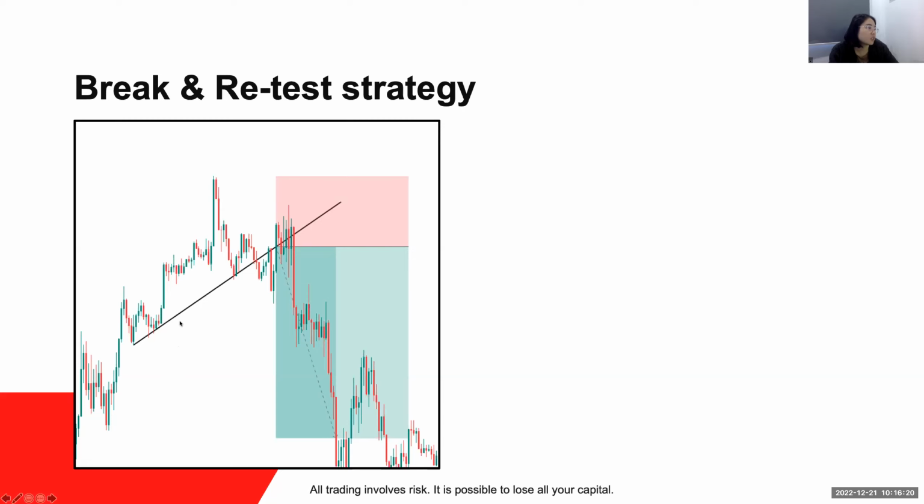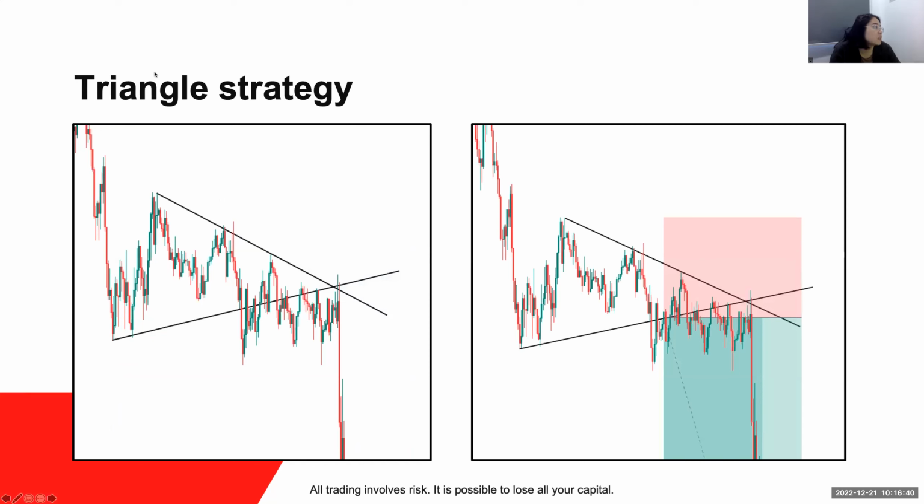Break and retest strategy. So this is an ascending trend line. You can see price breaking, retest. Usually a trader will get in here for the retest, and then they get in for the sell. Another example, this is a triangle strategy where it is a trend line on the upside and the downside. You can see that the triangle broke at the bottom, retest, and then here you enter for a sell.